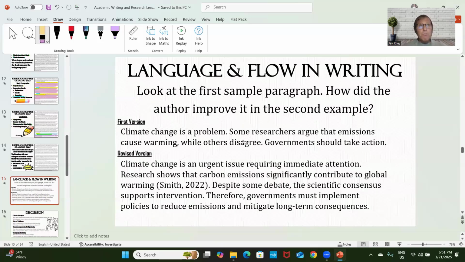If I was redoing this, I might be even more specific. Reduce emissions. Well, how much? How much do you want the government to reduce emissions? I might set a clear target. Governments must reduce emissions by X percent, or they must reduce emissions in line with the Paris Climate Accords, right? Something along those lines.